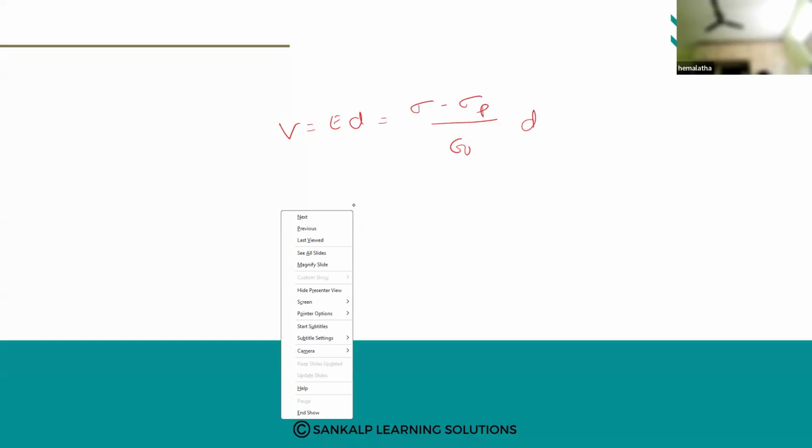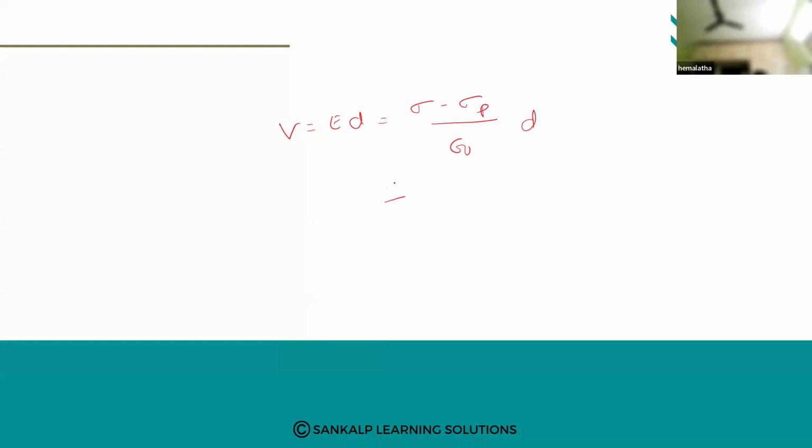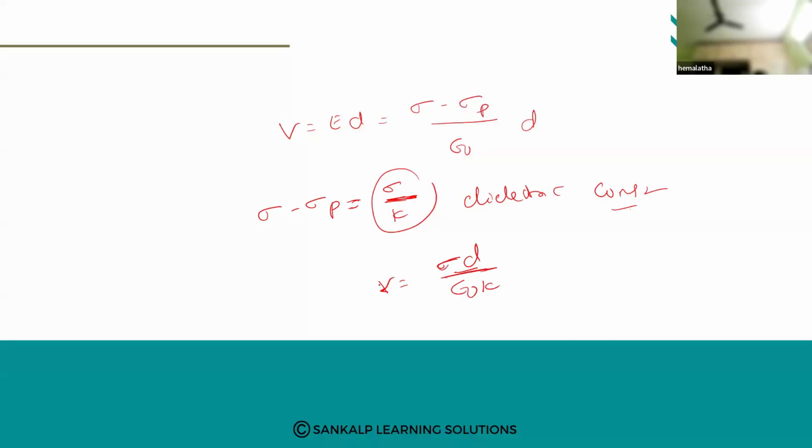We can write it using the dielectric constant K, where sigma minus sigma of P is equal to sigma by K. So V is equal to sigma d divided by epsilon naught into K. Substituting sigma, V is equal to Q into d divided by A into epsilon naught into K. And C is equal to epsilon naught into K into A divided by d.